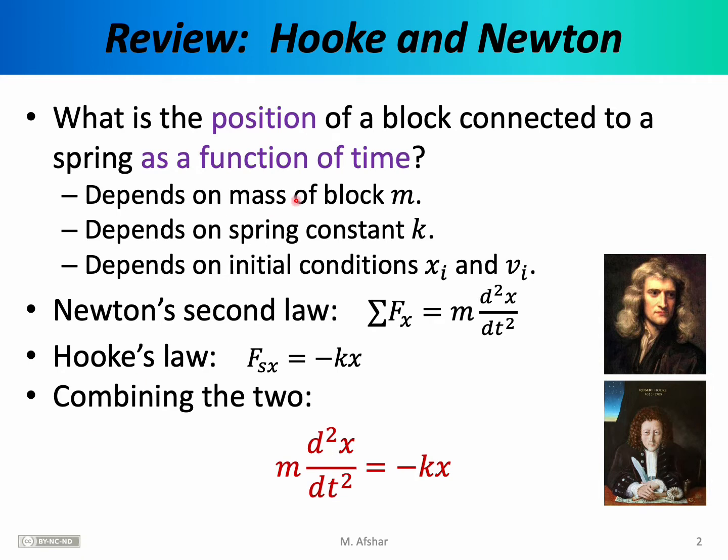More precisely, what we want to do is find the exact position of a mass spring system as a function of time. Once we have that, we can figure out the velocity and acceleration by simply taking derivatives.